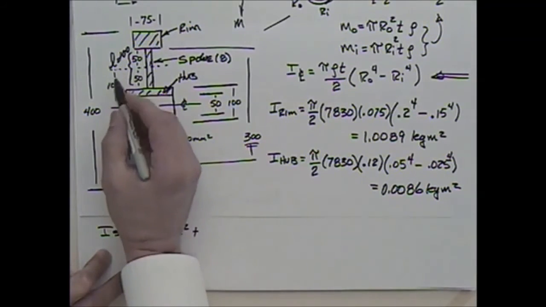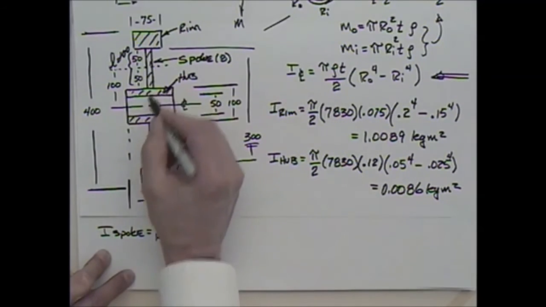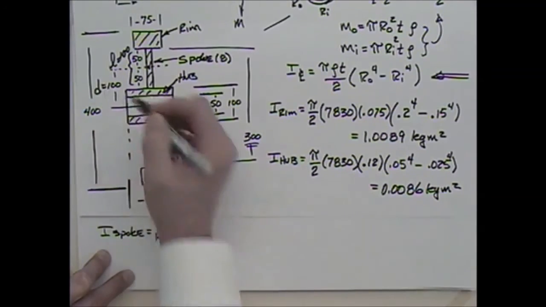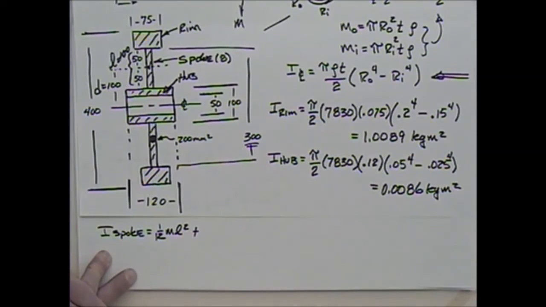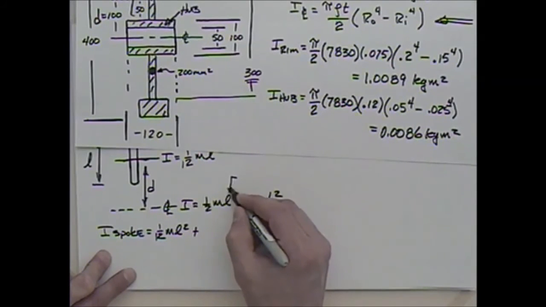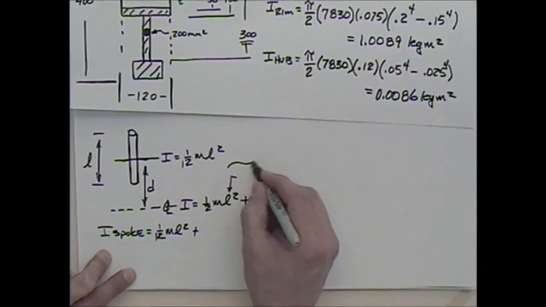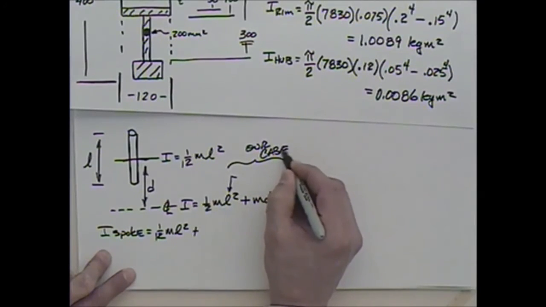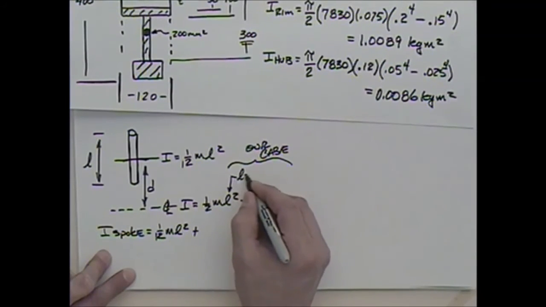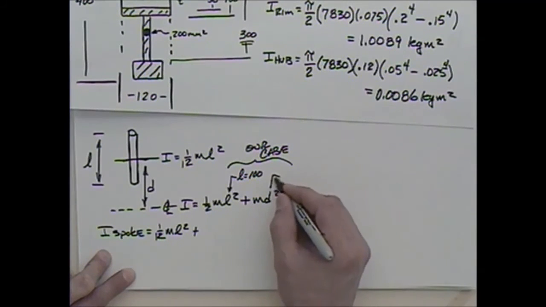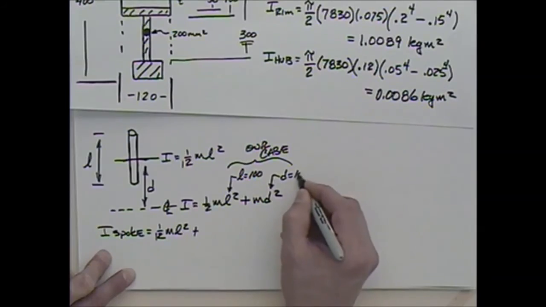And what's our distance d on this? How far are we shifting this from the center line? Yeah, d is actually equal to 100. Okay, so this is a little bit confusing in that, in our case, this L is equal to 100, and d is also equal to 100.